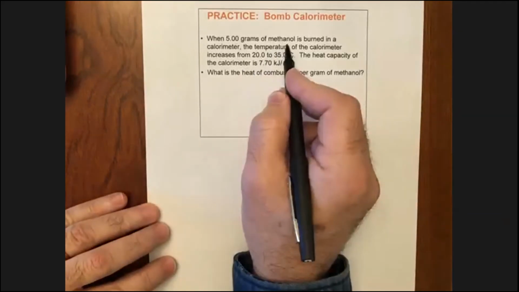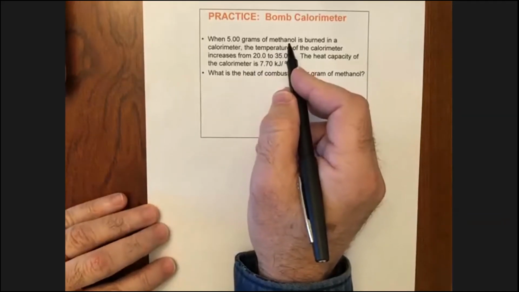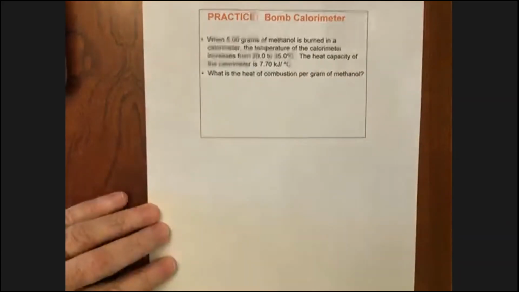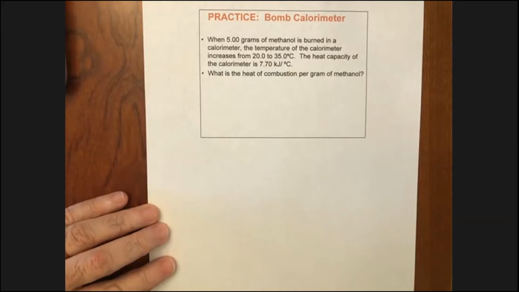5.00 grams of methanol, which by the way is also called wood alcohol, is burned in a calorimeter. The temperature of the calorimeter increases from 20.0 to 35.0 degrees. The heat capacity of the calorimeter is 7.70 kilojoules per degree Celsius. What is the heat of combustion per gram of methanol?